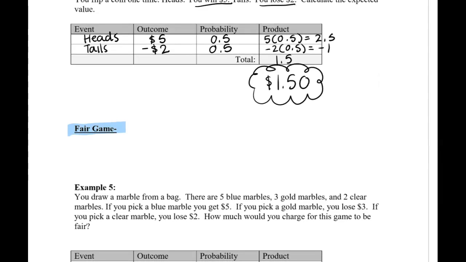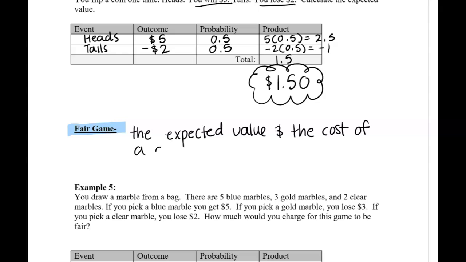Fair game. So a fair game is where the expected value and the cost of a game, or the cost to play a game of chance, are the same.